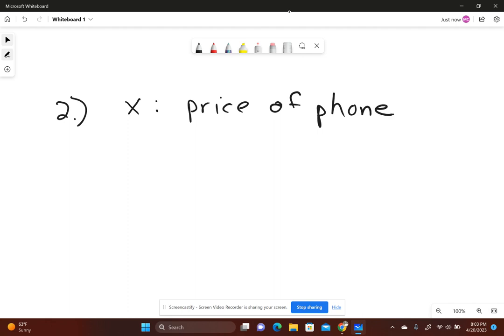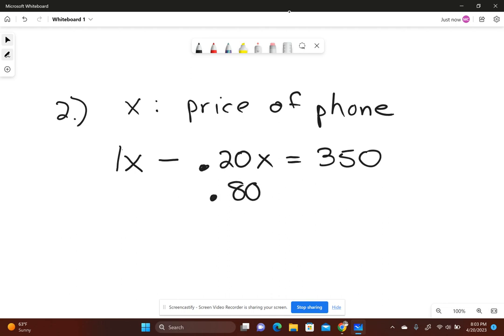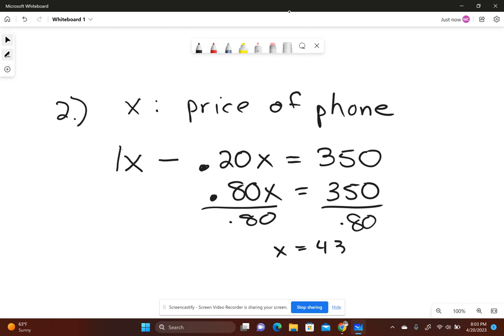So one way is to say I take the price and I subtract 20% of the price, and that's going to give me $3.50. Now, again, this is 1x minus 0.20x, and I get 0.80x. So 80% times the original price equals $3.50. Divide by 0.80, divide by 0.80, and we get x equals $437.50, which means that's what it was marked before you got 20% off.